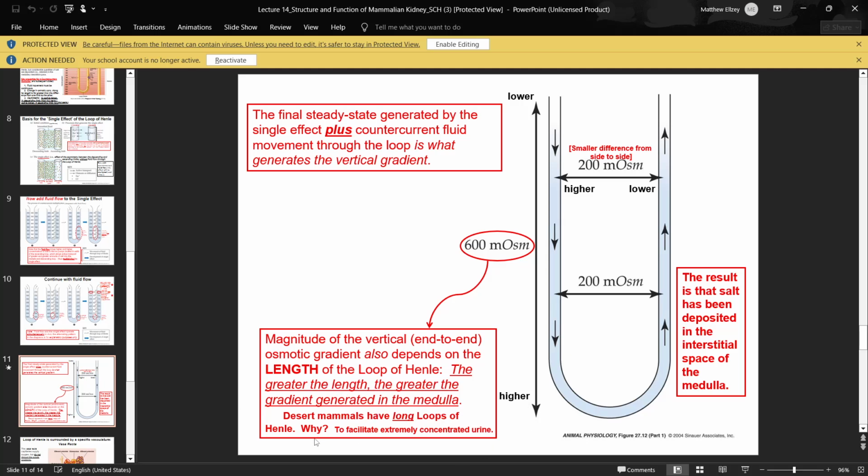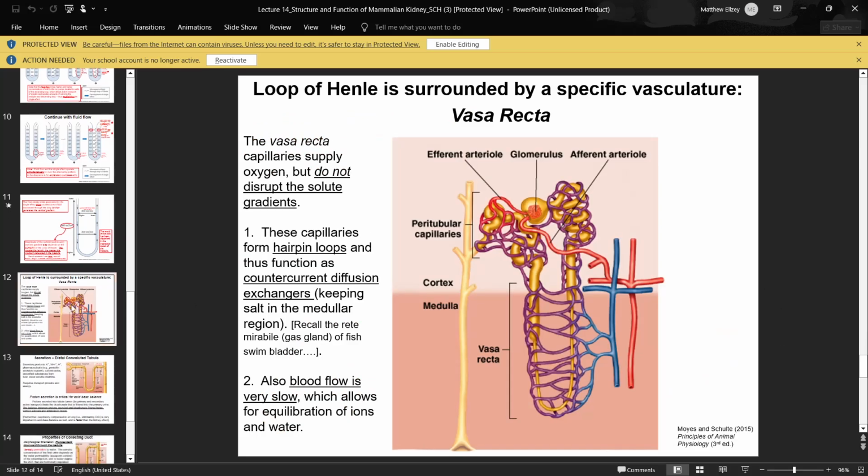An interesting thing to point out is that desert mammals have long loops of Henle. They have long loops so they can create a larger osmotic gradient to facilitate even more concentrated urine, because they're trying to preserve water. You're trying to concentrate the urine as much as possible to preserve as much water as possible. The result is that the salts have been deposited into the interstitial space of the medulla.